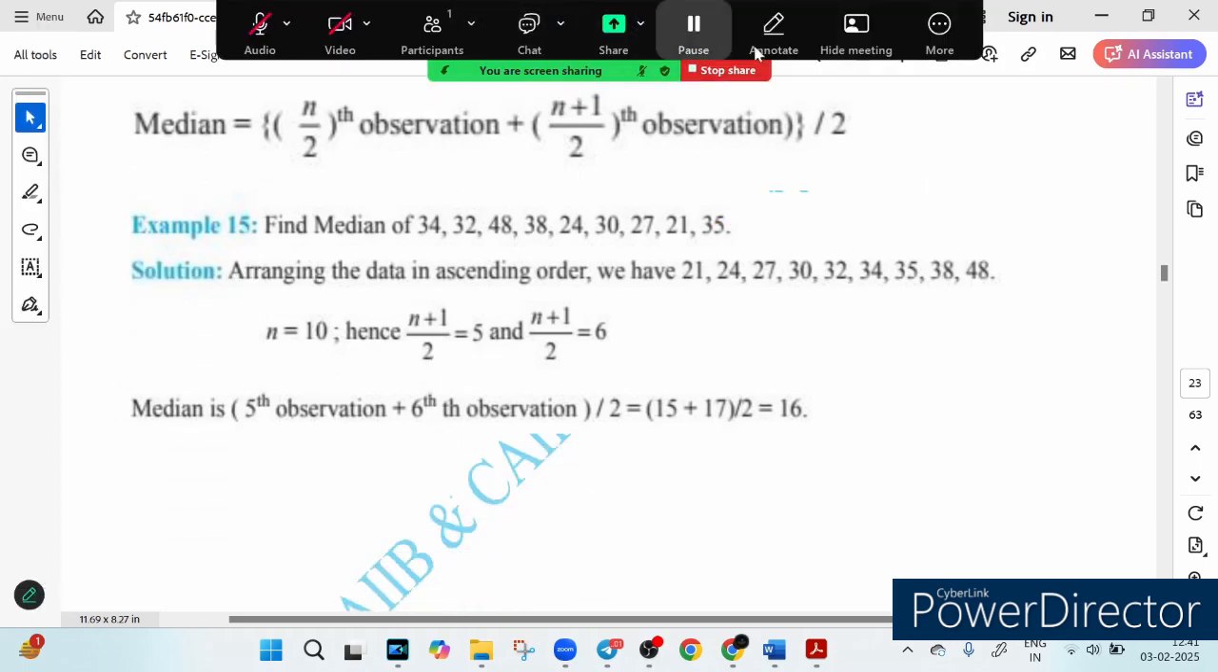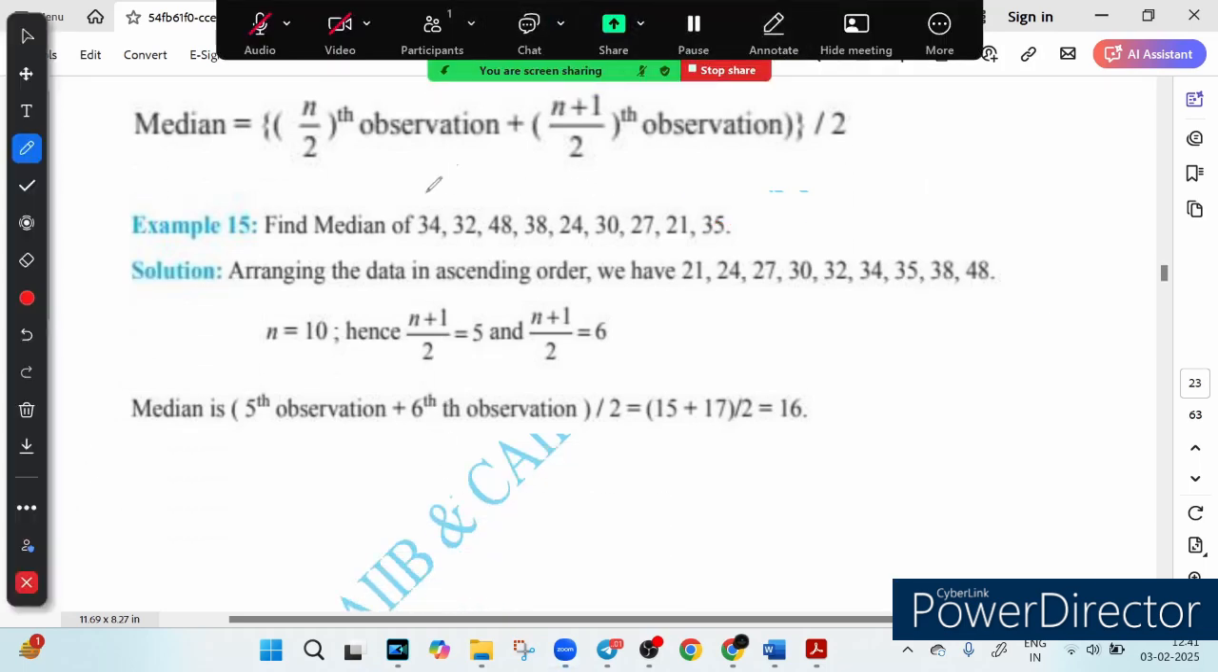First of all, you have to find the median of this value. You count it: 1, 2, 3, 4, 5, 6, 7, 8, 9. How many are there? 9 observations are there, and you have to first arrange them in ascending order. This is a super important thing. Most of the time we forget it, but you have to arrange in ascending order. So after arranging in ascending order, you will get it like this.